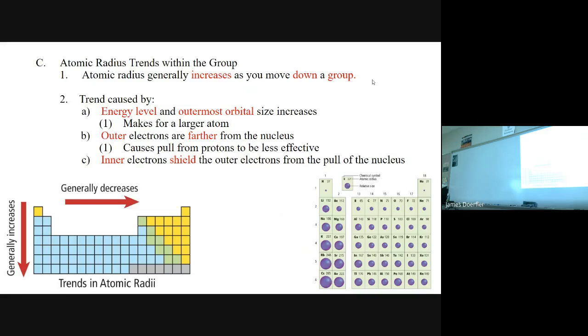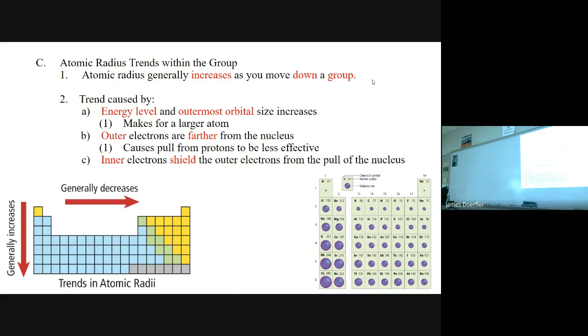Now let's talk about the vertical component, the group component of the atomic radius trend. As you go from top to bottom, you have a general increase as we go down a group. So that means the size of an atom increases. And this is because as you go from top to bottom, you are increasing your energy levels, and your outermost orbital size is also going to increase, which places your valence or outer electrons further and further away from the nucleus.